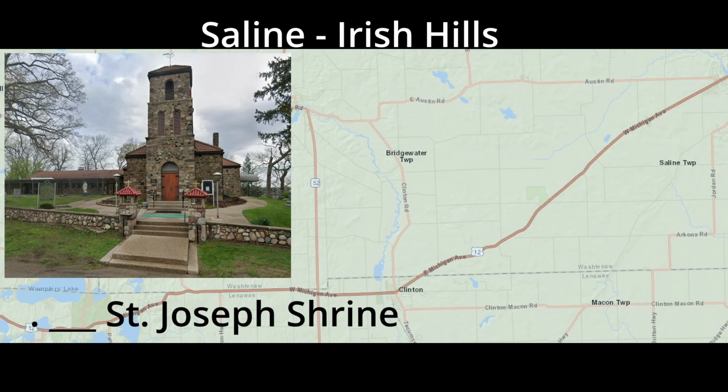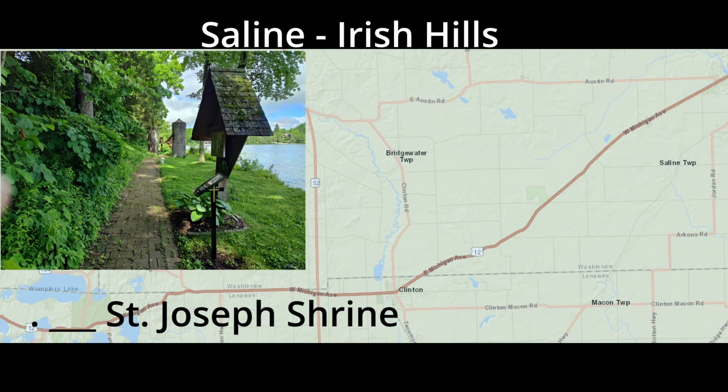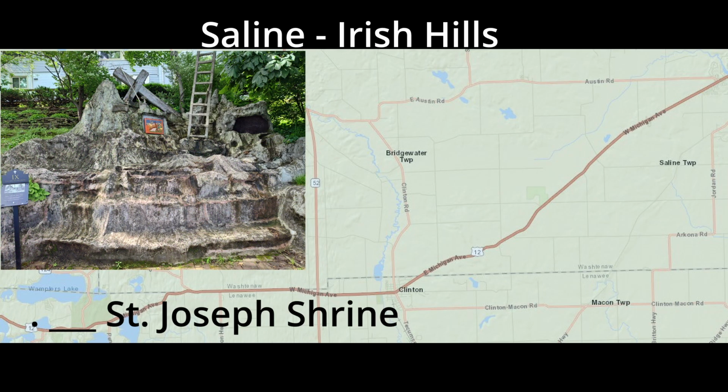St. Joseph's Church is on the National Register of Historic Places and is noted for its Way of the Cross trail along the shore of Iron Lake behind the church. Again, relevant links are below.